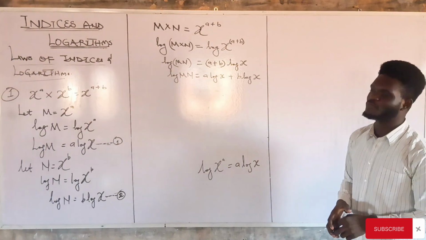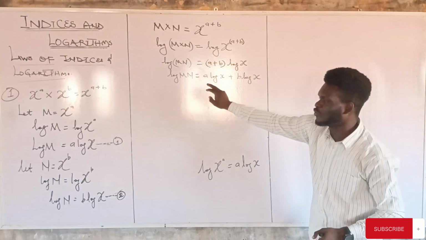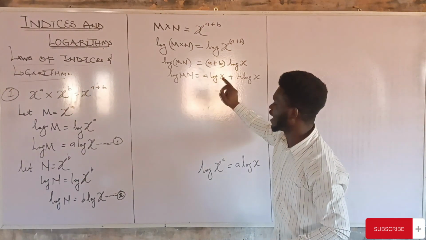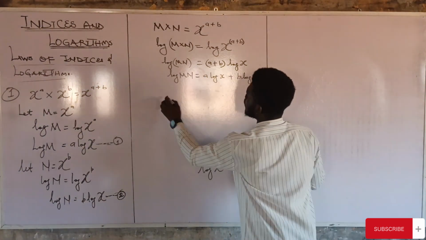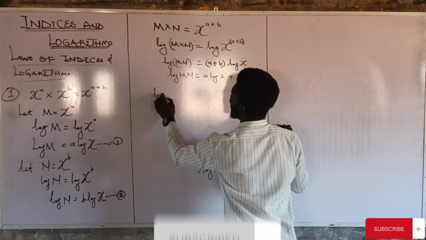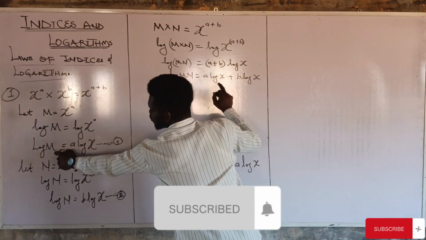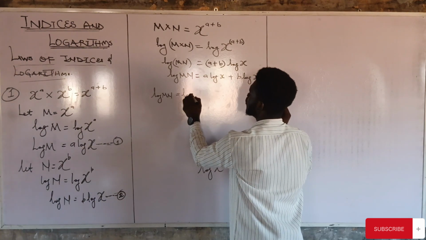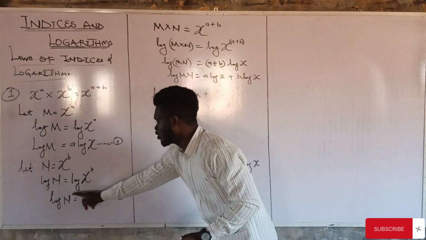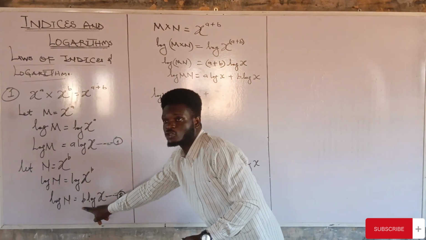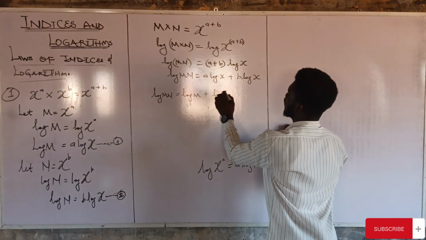Well, I know many of you must be looking at it now, confused, saying you've not seen anything different. No, but look at this. a log x in equation 1 is what? It's log m. So we have that log mn is equal to log m plus b log x. What is b log x? b log x of equation 2 is equal to log n. So we have log m plus log n.